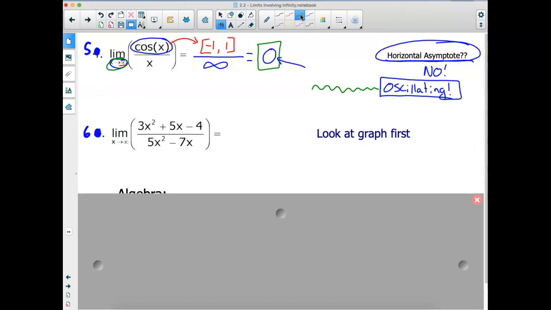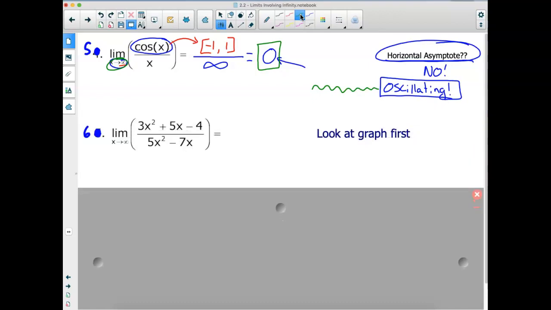This next one, I want to look at the graph really. I want to look at the graph first, okay? This is a big, ugly rational function.